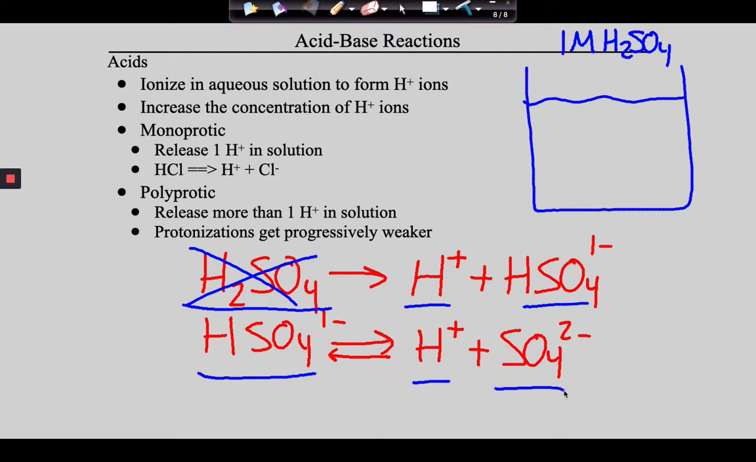So, guys, in solution, we definitely have hydrogen ion. In addition to that, we have some HSO4 minus, but some of that breaks apart into more hydrogen ion and sulfate ion, SO4 2 minus. So guys, that is what a solution of sulfuric acid contains. Does that make sense? Okay, now do this.